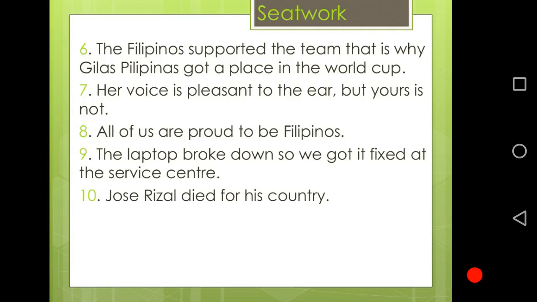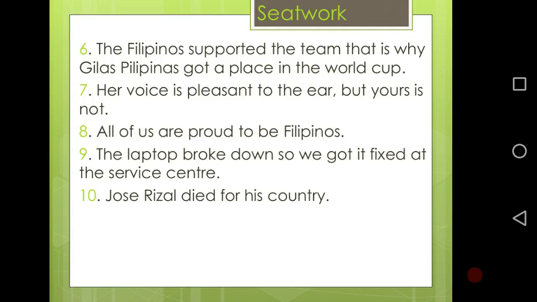The laptop broke down, so we got it fixed at the service center. So here, so introduces the result of the first sentence. And it joined two independent clauses, so this sentence is called a compound sentence.